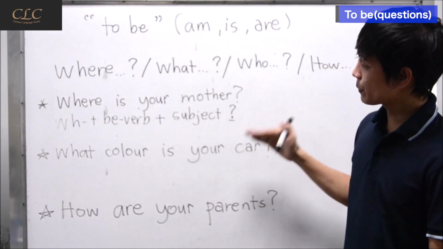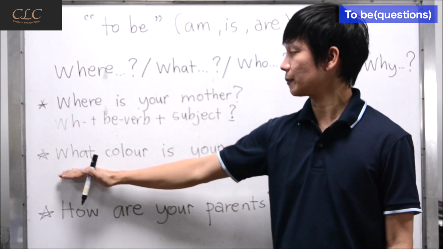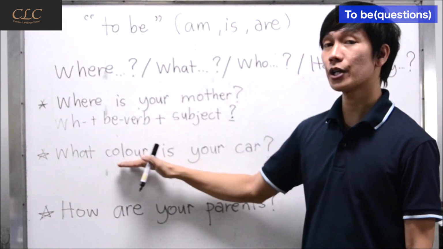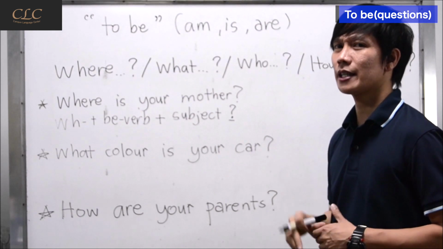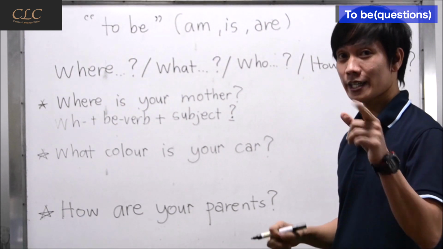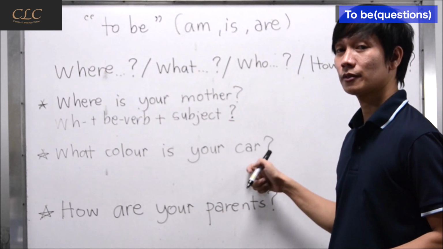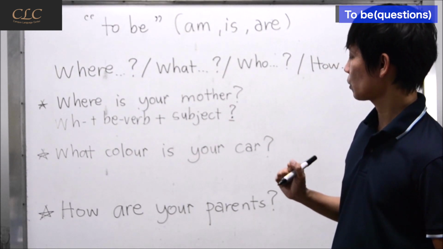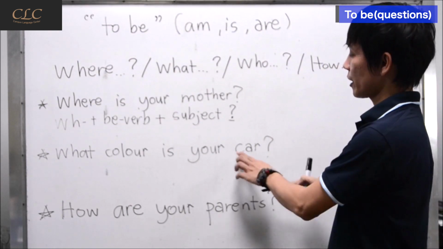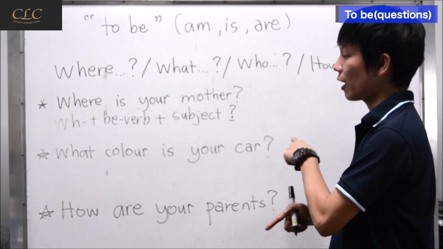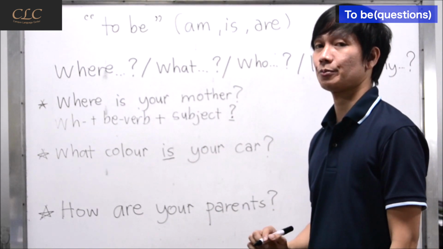Now, let's proceed. Let's have what. What color is your car? What is the subject in this question? Yes, right. The subject is your car. What's the number of the subject? Only one, because it's car, not cars. So we have to use the be verb is.